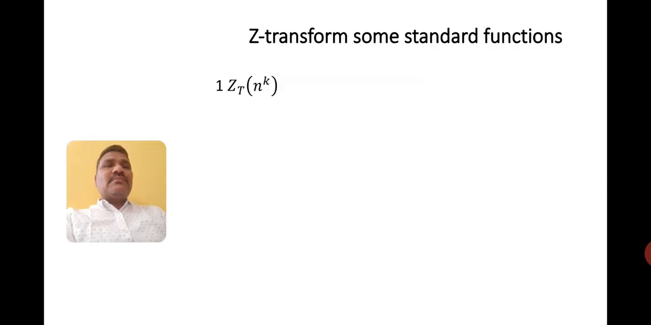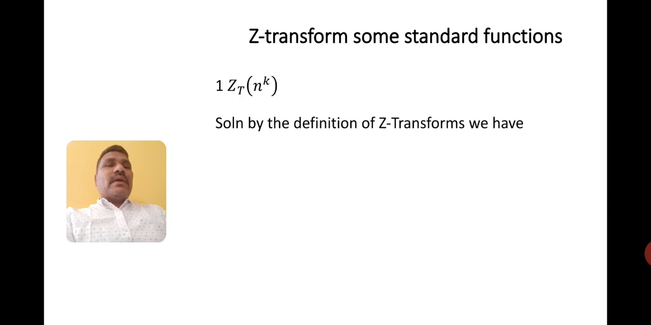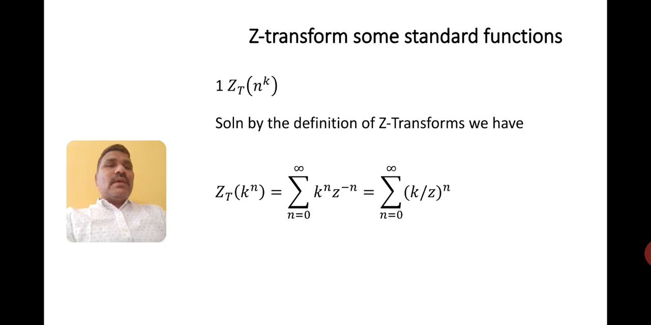Now let me go to some standard examples of this z transform. The z transform of k to the power n. By the definition, what will you write? In the place of u n, you replace k to the power n, z to the power minus n. So this is equal to summation n runs from 0 to infinity, (k by z) whole to the power n, right?